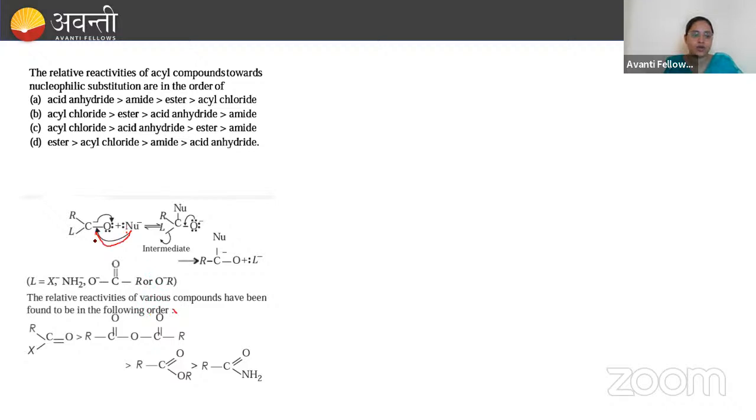So the nucleophile attacks on this carbonyl group and O minus forms this way. So this type of intermediate is present, and when the intermediate is formed, after that the O minus balances its minus charge by leaving this group. Okay, and this type of compound is going to form. So we need to find out here the relative reactivities of various compounds, for example, acid anhydride, amide, ester, and acyl chloride.